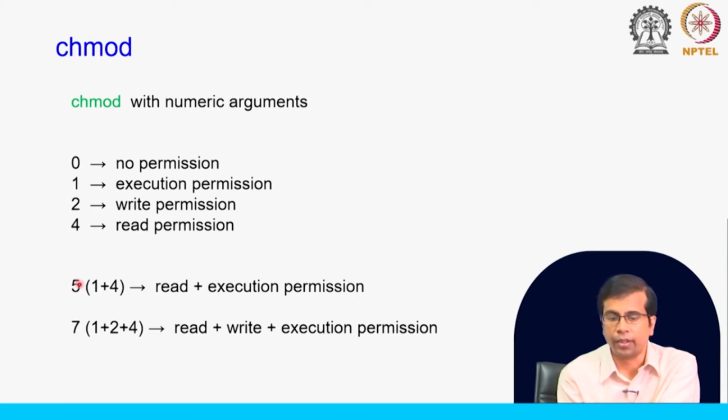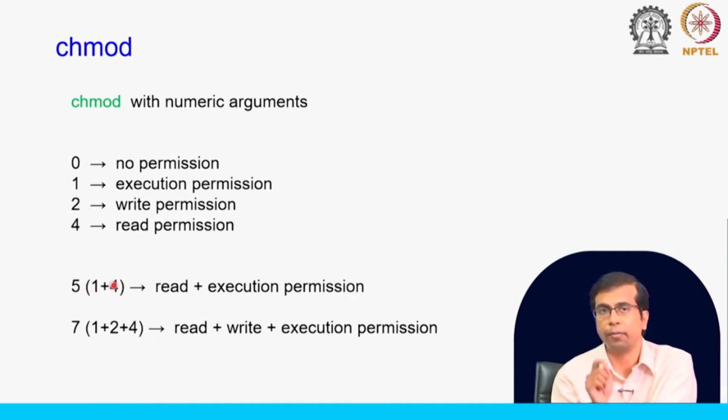So, here is 5, which is 1 plus 4, this means you have read plus execution permission. We can sum up these permissions and give read plus execution permission together. So, if you mention 5 in the command line along with chmod, you are giving read and execution permission. If you are using 7, you are giving read plus write plus execution permission. So, you can use these combinations.